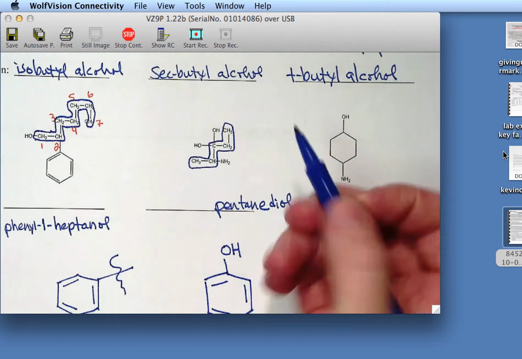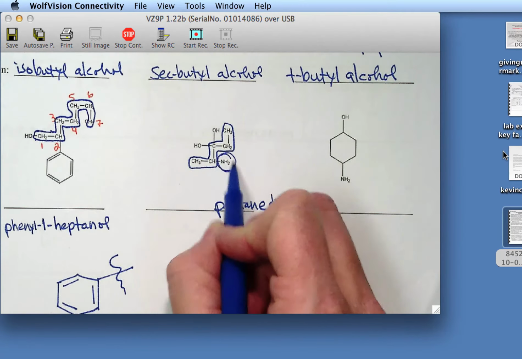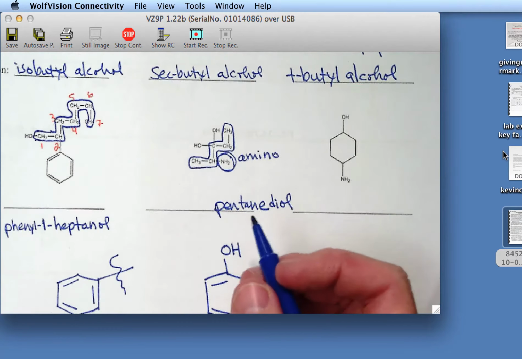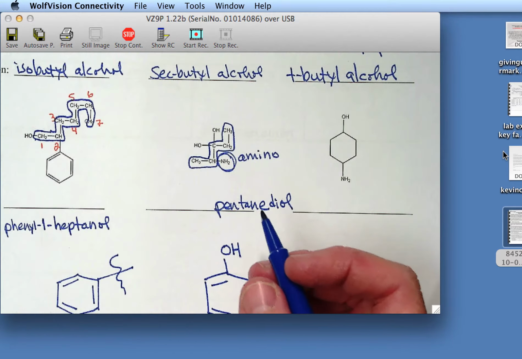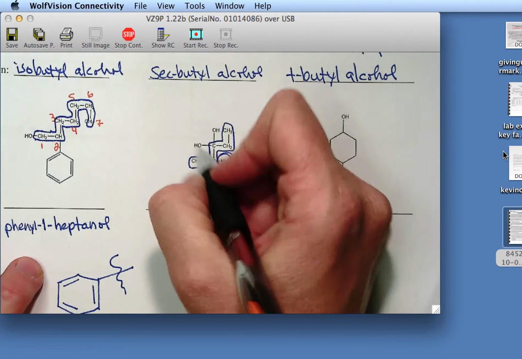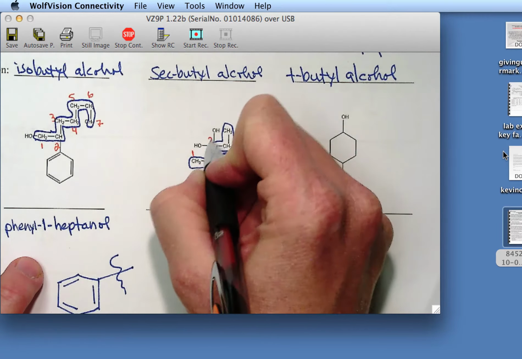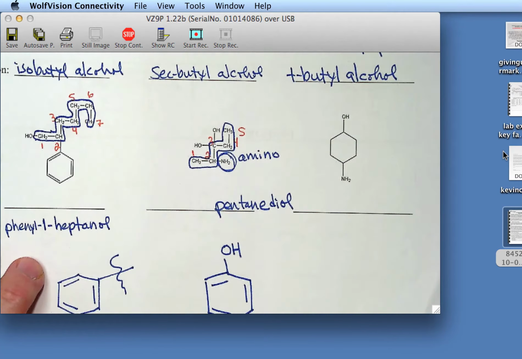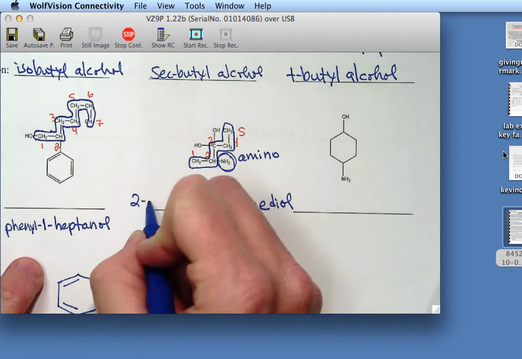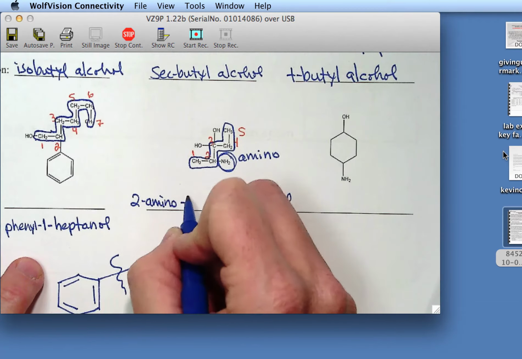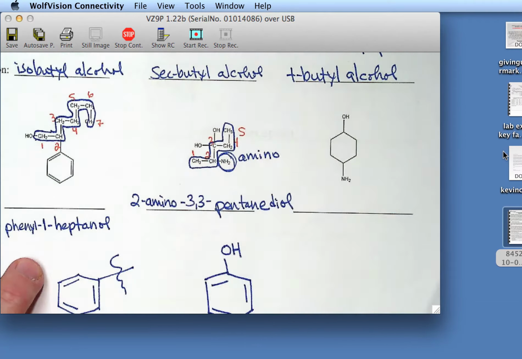But what's the name of this group here? Amino. Your amino would be 2 or 4. So you would go with a lower numbering scheme. So you'll go with 1, 2, 3, 4, 5. So it's 2-amino, 3,3-pentane diol.